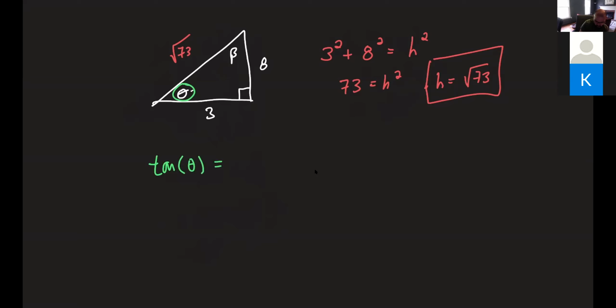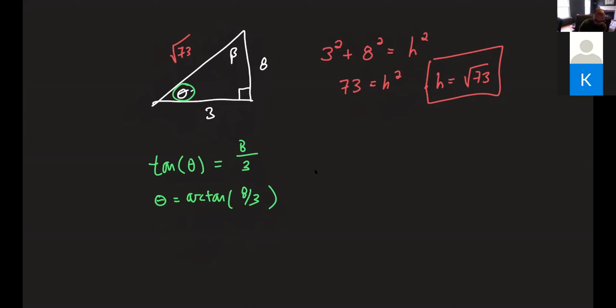Using tangent, since that's the one you both picked, tangent of theta is the opposite side over the adjacent. The opposite in this case is 8, and the adjacent is 3. So theta here should be the arctangent of 8/3, which is fine.